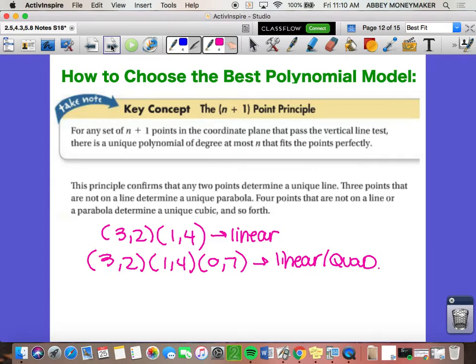No. Okay. Do y'all see where the n and the n plus 1 are coming from? The n refers to the power. So if you want to run a cubic regression, right, power of 3, how many points do you have to have minimum? 4. Okay. If you want to run a quartic regression, what's the minimum number of points you have to have? 5. Okay. Y'all with me on that? Okay, that's the n plus 1 point principle.